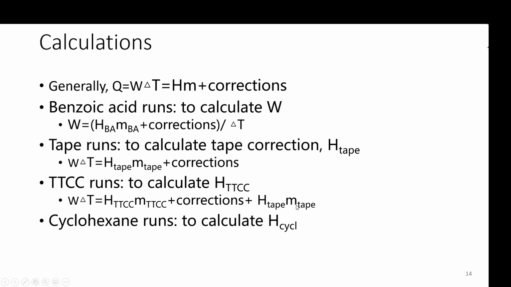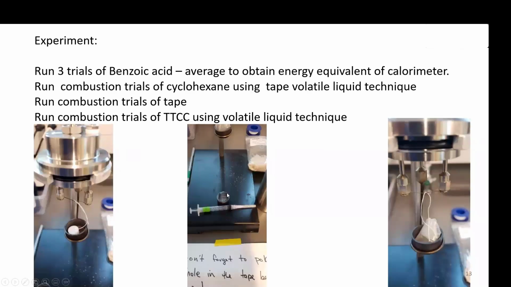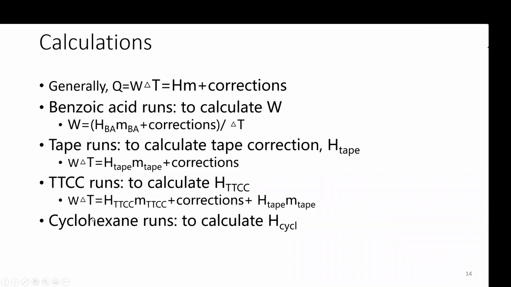So the mass of the tape in this case should be much lower than in the tape runs, because we just use a little tape to cover the burning cap. Okay, so this small amount of tape, and this is a lot more than this case. Okay, and for cyclohexene, it will be just the same as the TTCC.